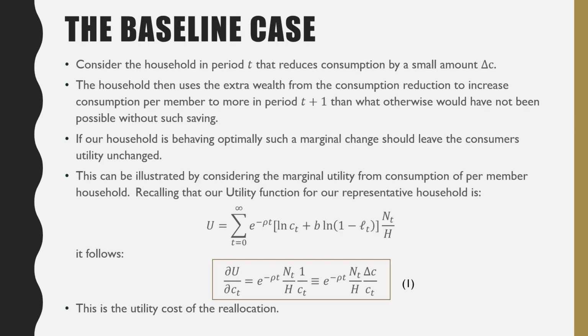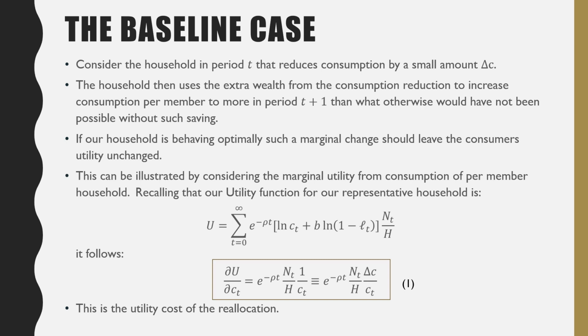Here's the baseline case. Consider a household in period T that reduces consumption by a small amount. Let's call this delta C. The household then uses the extra wealth from the consumption reduction to increase consumption per member more in period T plus one than what would have otherwise been possible without such savings. If our household is behaving optimally, such a marginal change should leave the consumer's utility unchanged, meaning that he should be adjusting this consumption bundle in such a way that it maximizes utility.